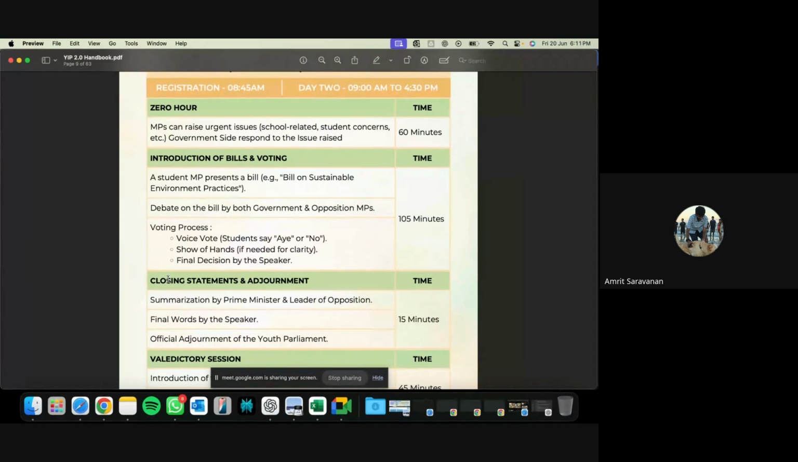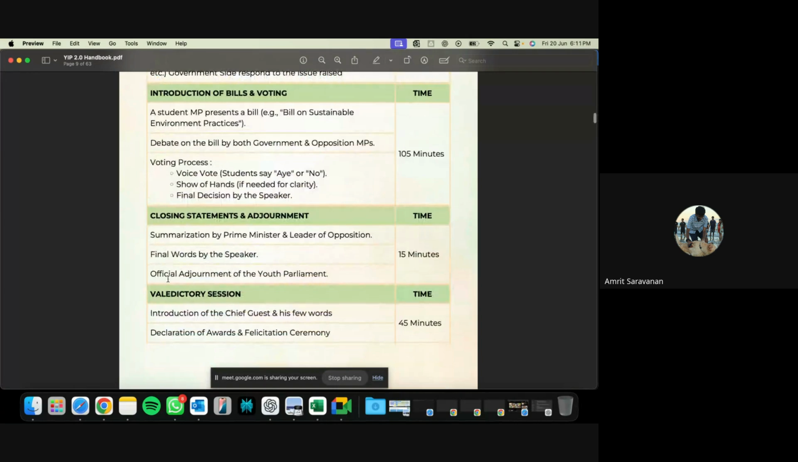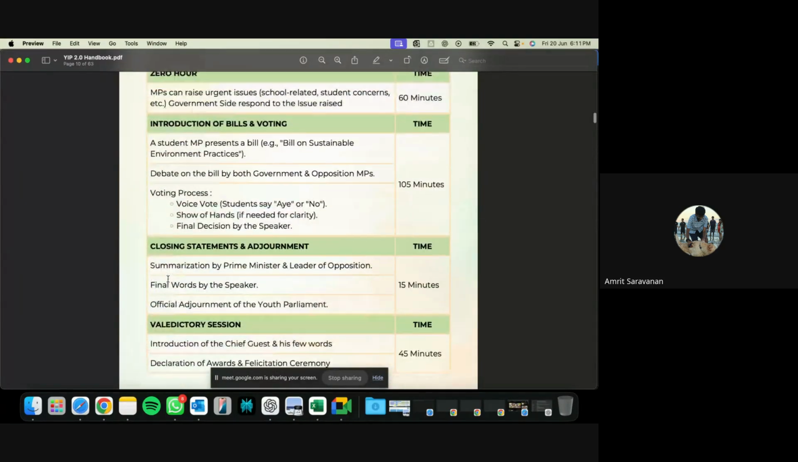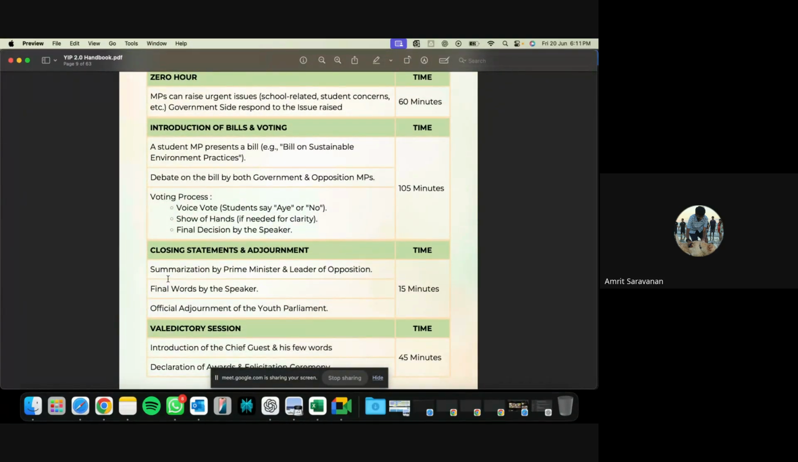Then finally coming to the next section, it's just closing statements and adjournment. So that is again the whole event would be summarized by the Prime Minister and the Leader of Opposition, and the Speaker would give their final words, and then the Parliament would be adjourned. After that, we just have the valedictory section. So this is just a brief about what your 2 days would look like.